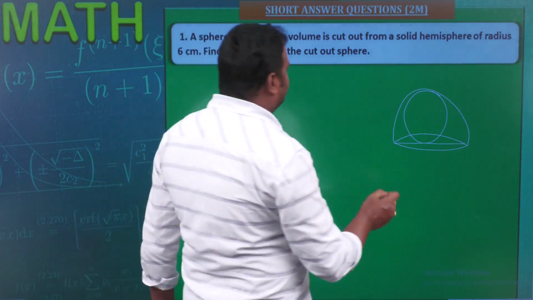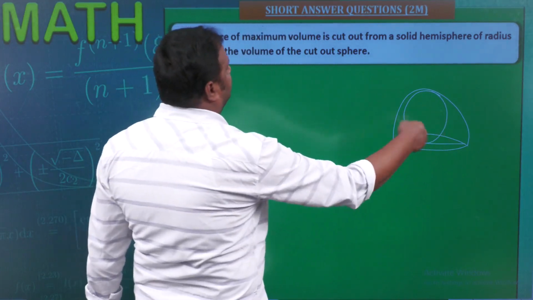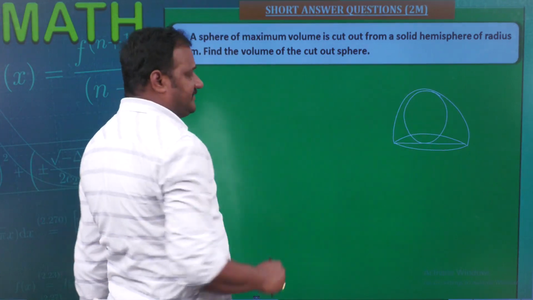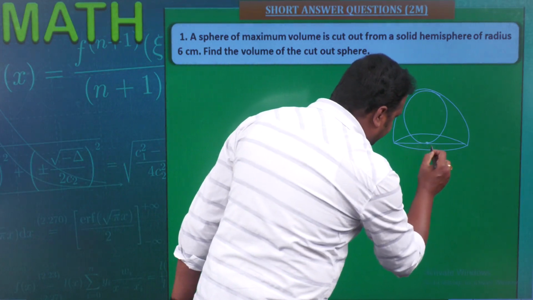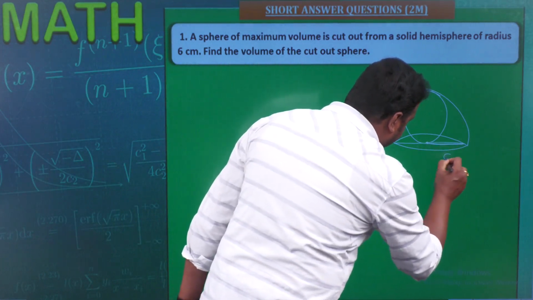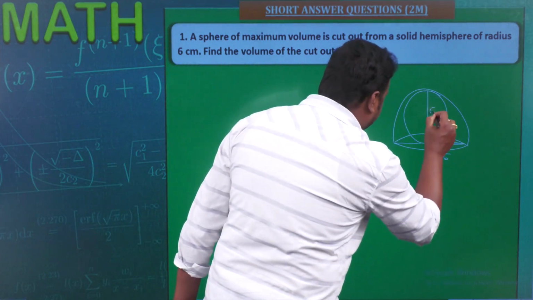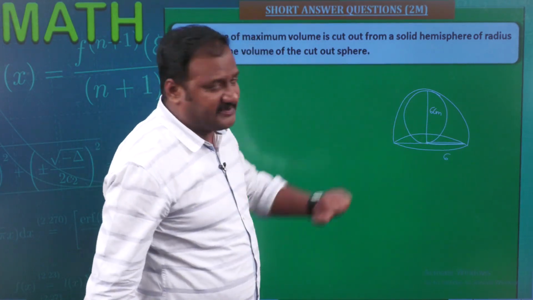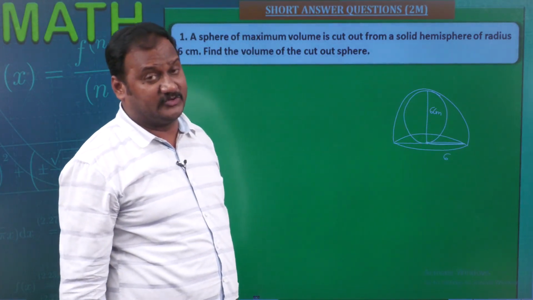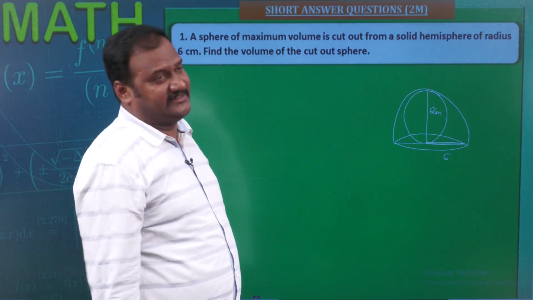See here, the dimensions are given. The dimensions of this hemisphere are: the radius is equal to 6 centimeters. So radius equal to 6 centimeters means this could be 6 centimeters as well as this could be 6 centimeters. Now, what is that 6 centimeters for our sphere? That 6 centimeters is going to be the diameter of the sphere.